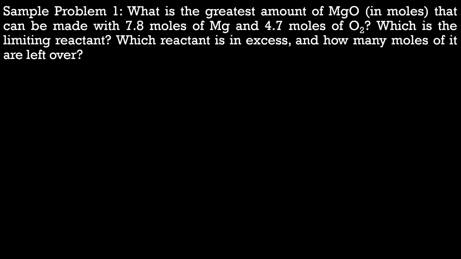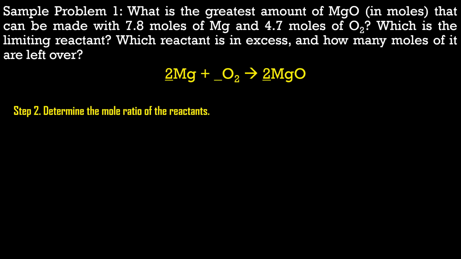Again, we have here the problem and the balanced chemical equation. So for step number 2, we will determine the mole ratio of the reactants in the chemical reaction using the concept of stoichiometry procedure. In doing this, we need to ask these 2 questions. First, to use all of the magnesium, how many moles of oxygen gas do we need?